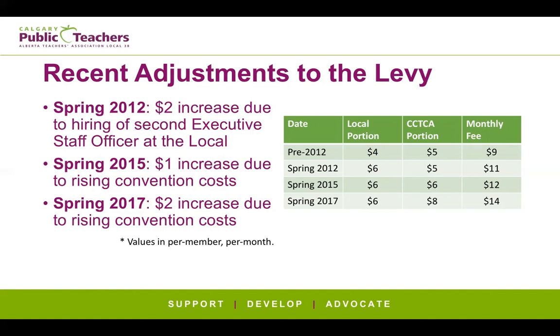In spring of 2015, there was an additional $1 increase approved by the membership due to the rising convention costs. An additional request to approve a $2 increase to the local levy was brought to members in the spring of 2017, and that too was approved. And so you see here on this chart the change from $9 prior to 2012 on a monthly basis, all the way up to $14 now on a monthly basis since the spring of 2017.